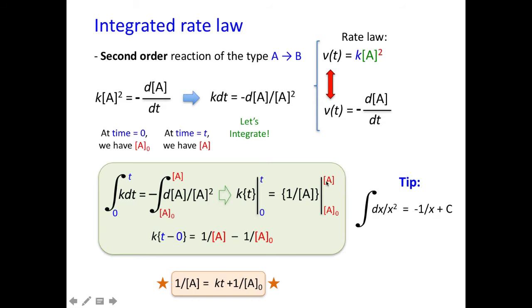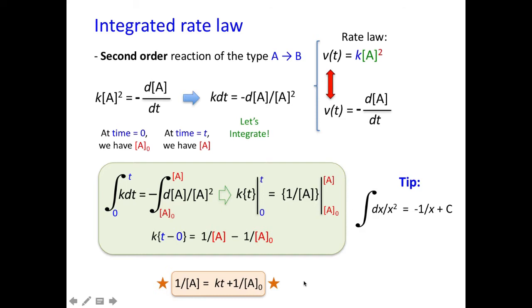Now we have k multiplied by t minus 0, and on the right side we have 1 divided by A minus 1 divided by the concentration of A0. We can rearrange this expression to get our integrated rate law for a second order reaction. And this expression is very useful, because it allows us to predict concentrations as a function of time, if we have, of course, k and the initial concentration of A.